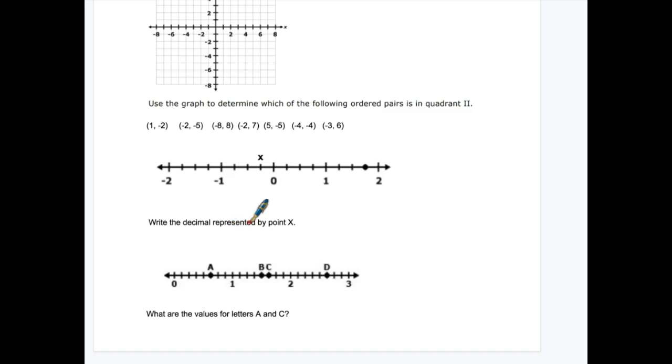Write the decimal represented by point X. So I'm looking at point X, I'm looking at 0, and how my numbers increase to the right and how they decrease to the left. So I want you to pause the video here, and I want you to see if you can calculate what these interval markers must represent. If you know that this is 0 and this is 1, what are the intervals in between? So pause the video here, see if you can calculate that, and then check back in.